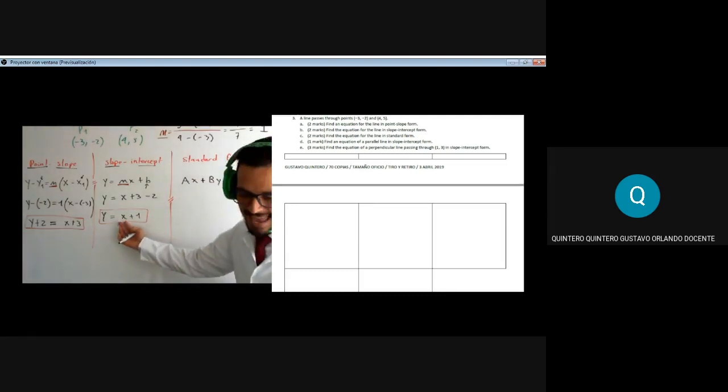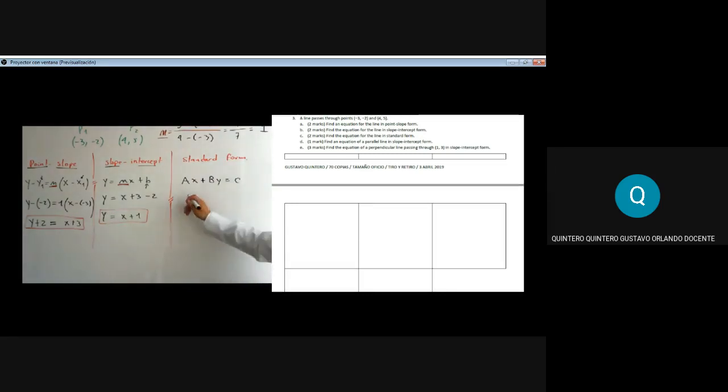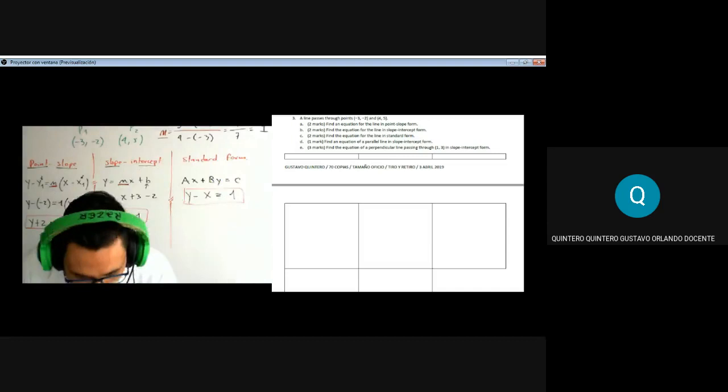So we just need to isolate it from the second equation. If we isolate it, what we need to do is pass the x to subtract. So this will be the solution. y minus x equals 1. And there we go. Final solution. All right, that will be point A, point B, and point C.